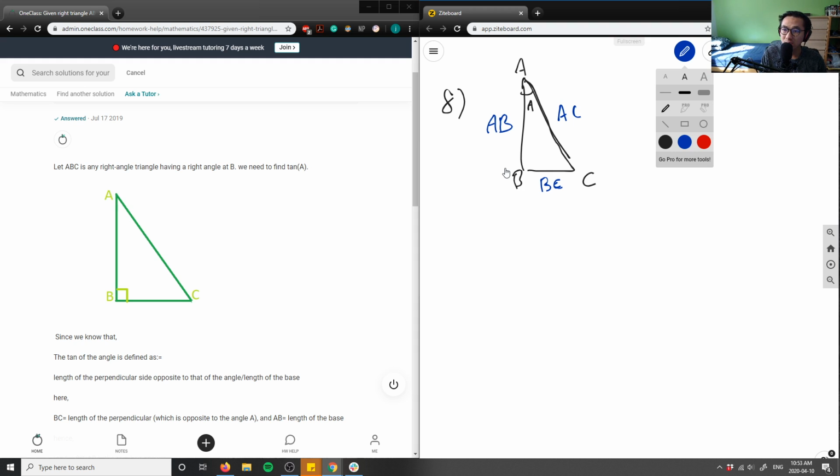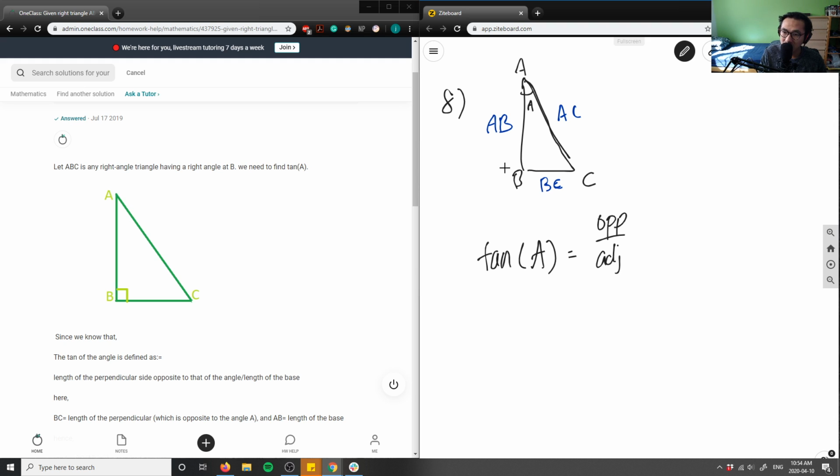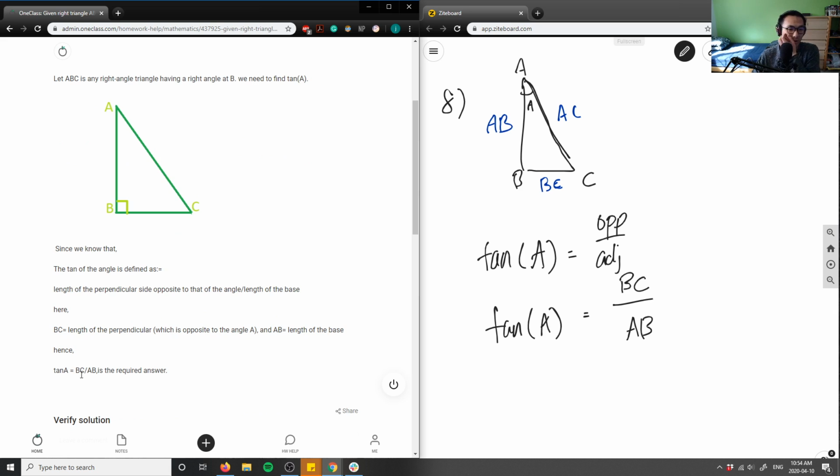So tangent of A is TOA, right? Opposite over adjacent, sorry. Opposite over adjacent, TOA, right? So what is the opposite of this angle A here? Opposite of that is BC, right? So tangent A would equal BC over adjacent here. Adjacent to this angle would be AB. So this here is my correct answer. BC over AB will be my answer for tangent A. Tan A equals BC over AB is the required answer, right?